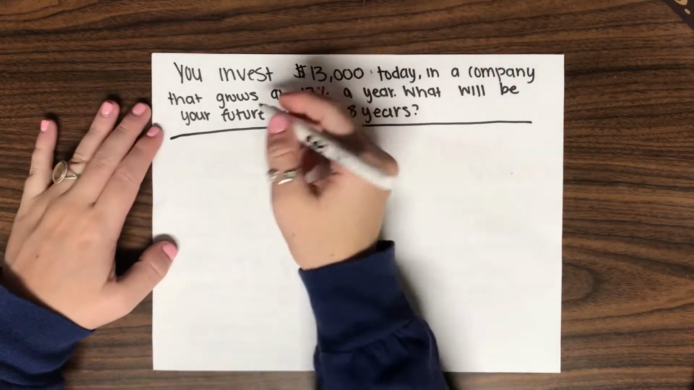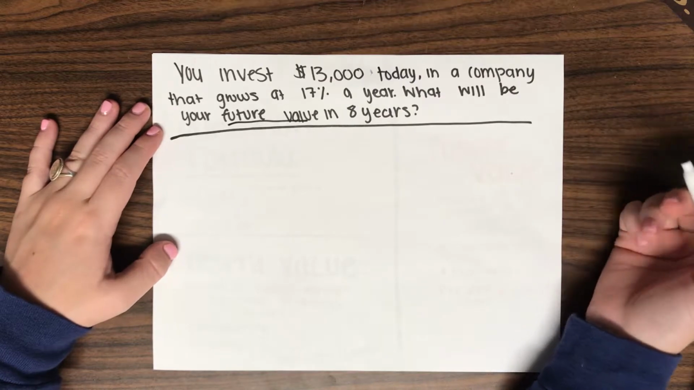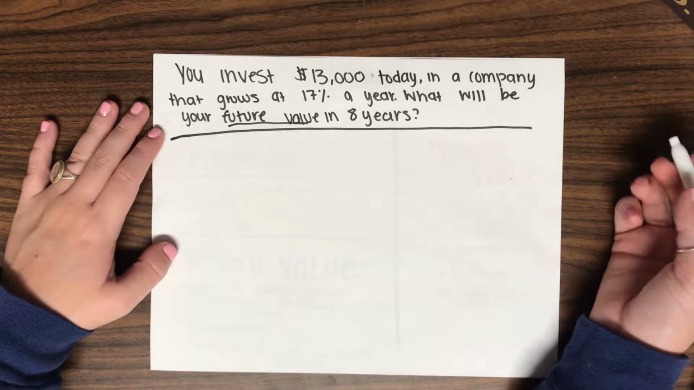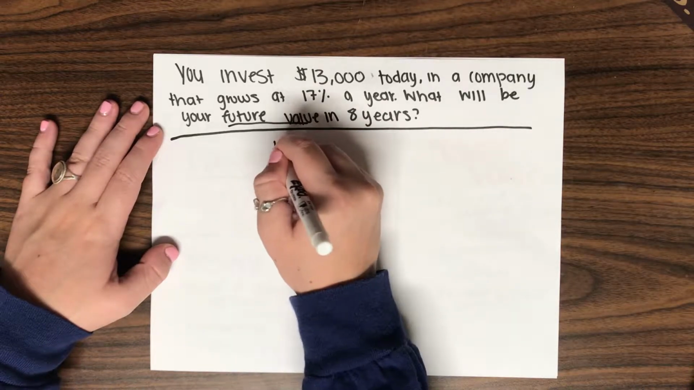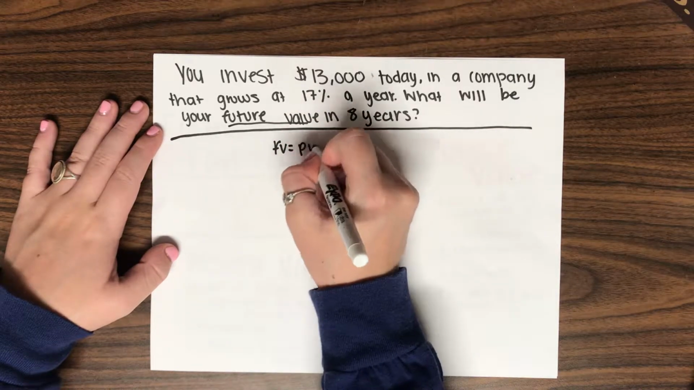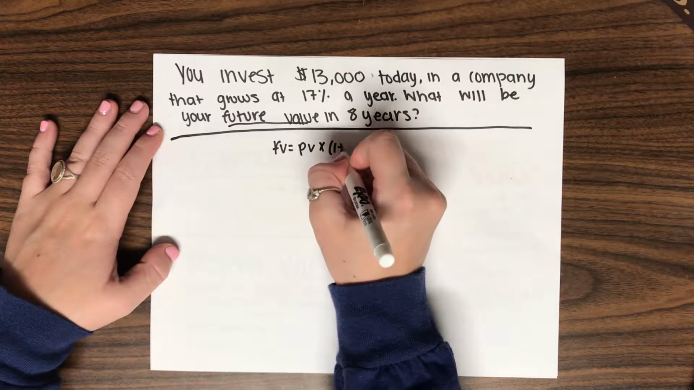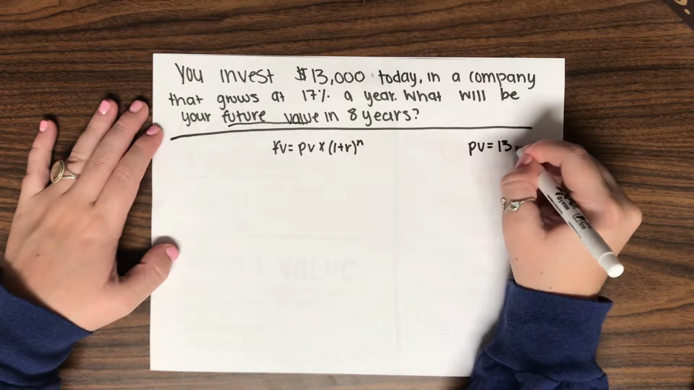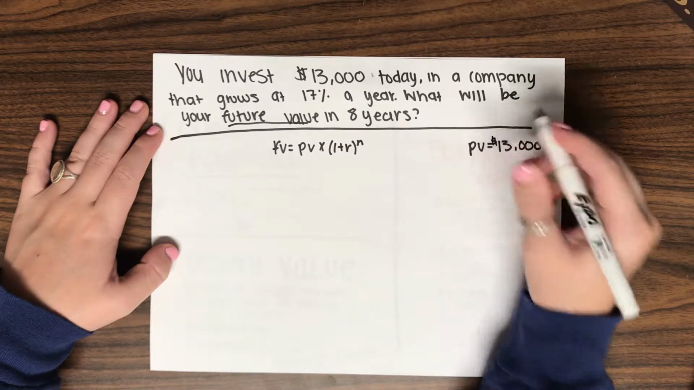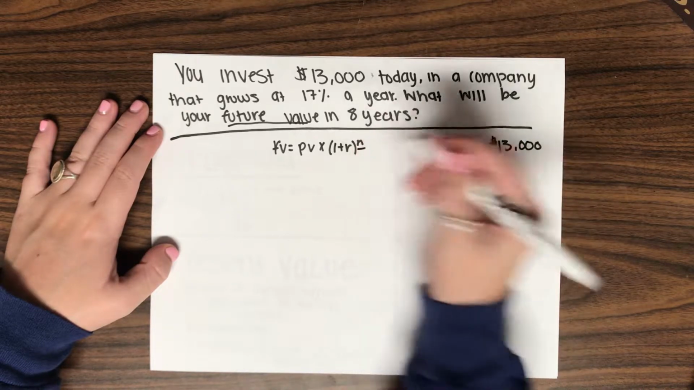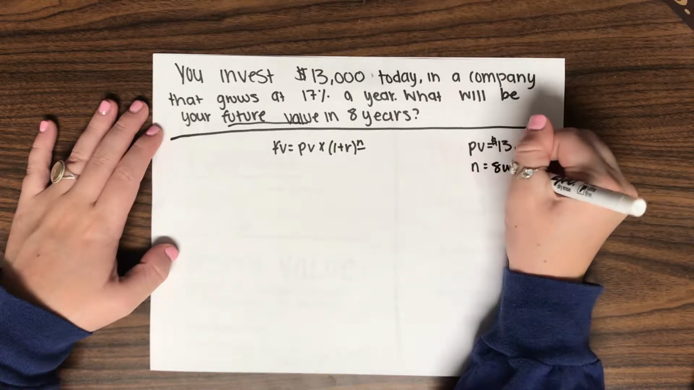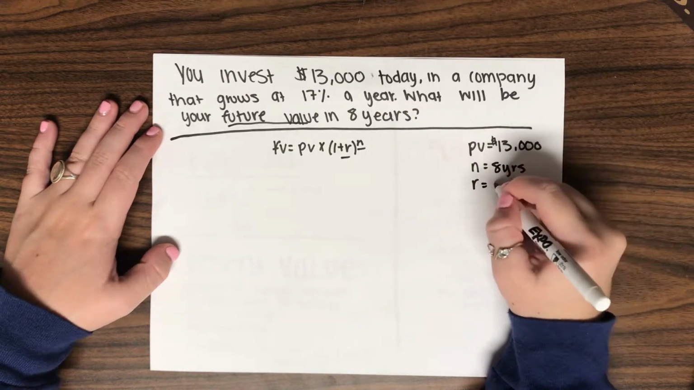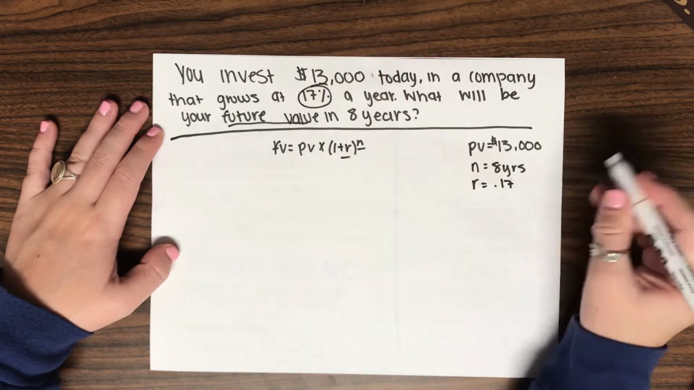Next is a future value problem. You invest $13,000 today in a company that grows at 17% a year. What will your future value be? Well, we just went over our future value formula, but again, it's present value times 1 plus r to the power of n. So our present value equals $13,000. Our time, n, is 8 years. And our risk, or r, is 0.17 because it's 17%.